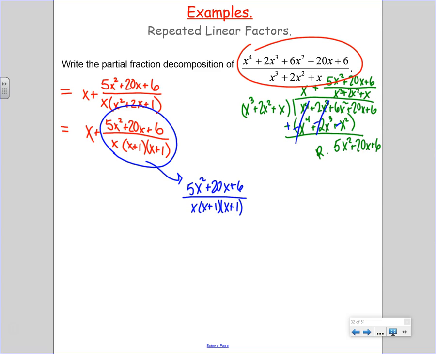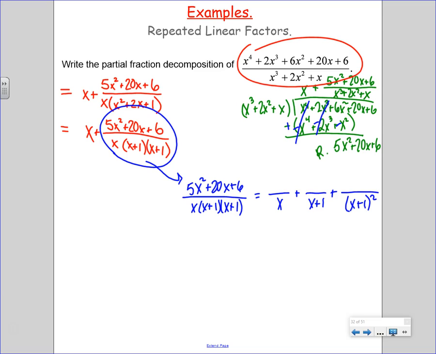There is something unique, and I think it was in that big old paragraph that we wrote down. There is something unique when we have repeated factors. We do need to make 3 different partial fractions, but it's not exactly the 3 that you would probably expect.